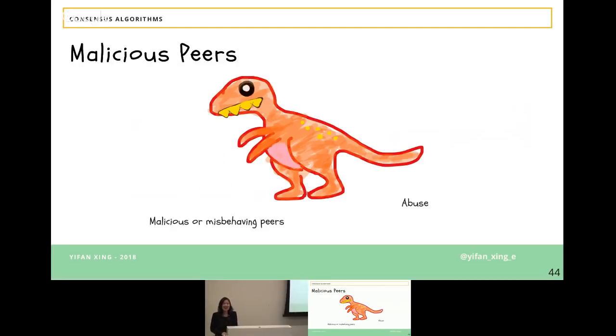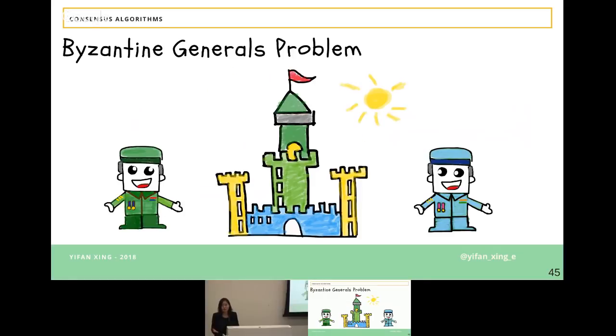A dinosaur. So how do I handle malicious peers and misbehaving peers? Other machines could come and abuse the information. How do we prevent them from doing that? And one example of misbehaved peers is the Byzantine generals problem. Basically, the story is you have two generals, and they're trying to decide whether they want to both attack a castle or retreat from it. And it's very simple. They basically have to agree on one decision, but they can only communicate through a messenger.